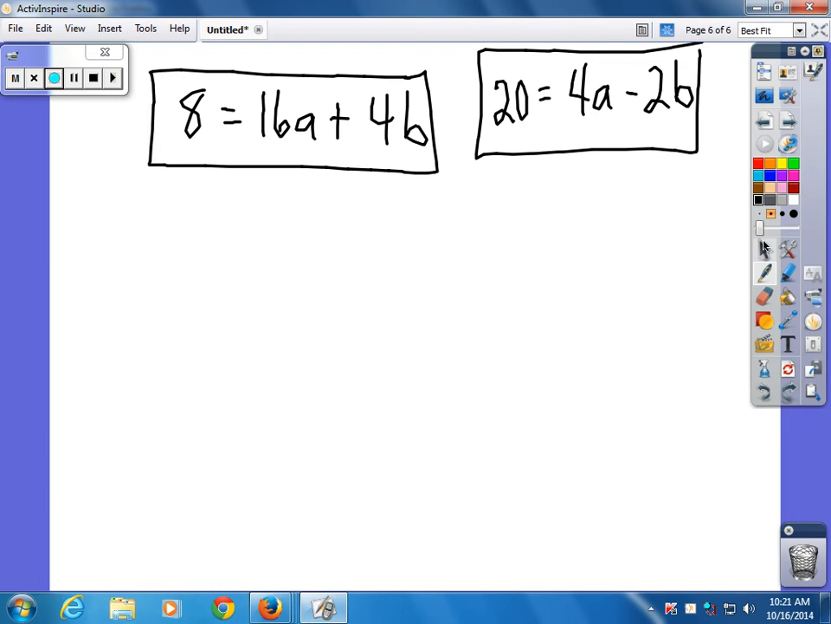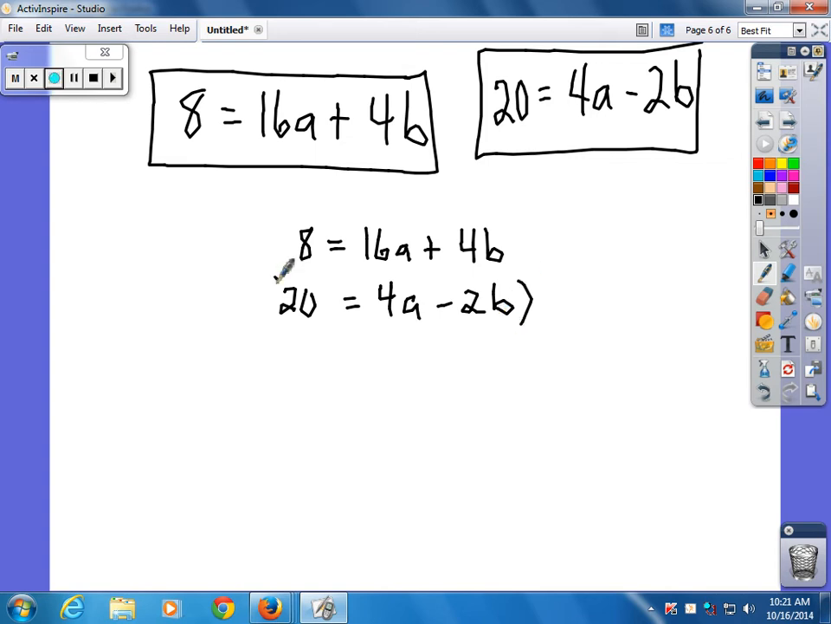All right, let's see what we come up with. 8 is equal to 16a plus 4b, and 20 is equal to 4a minus 2b. I'm going to use elimination, but which one am I going to get rid of? The b's. Yep, the b's. Why? Opposite signs. So I'm going to multiply the bottom by what? 2. The top one doesn't change, so that's 8 is equal to 16a plus 4b.